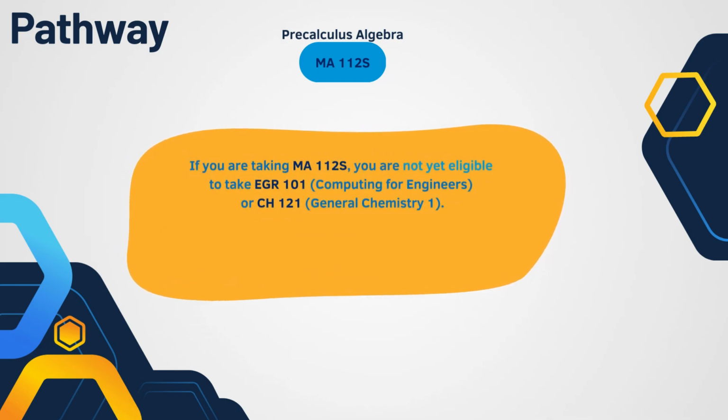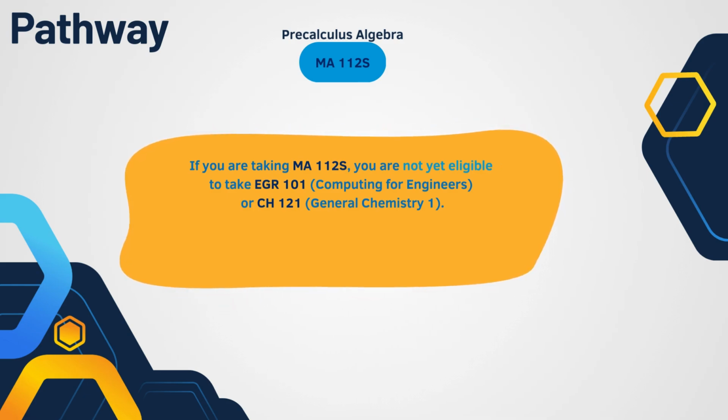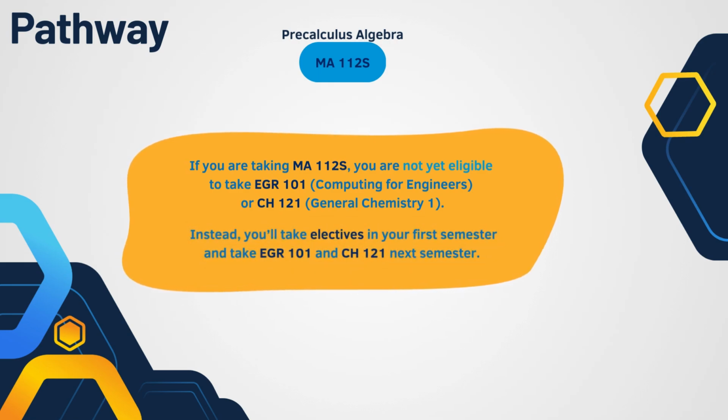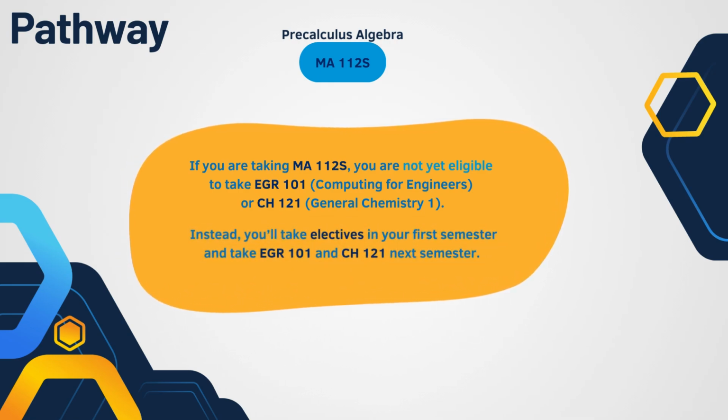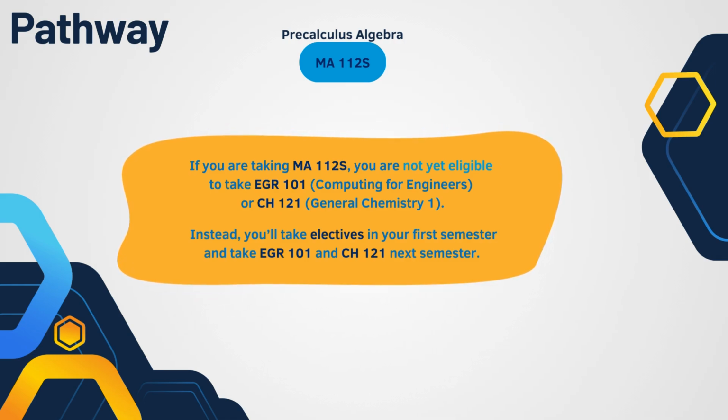It's also important to know that you will not be eligible to take EGR 101 or CH 121 in your first semester if you are taking MA 112S. Not to worry. You can get some of your electives knocked out in your first semester, then take EGR 101 and CH 121 in your second semester.